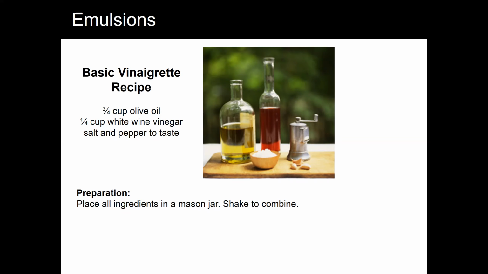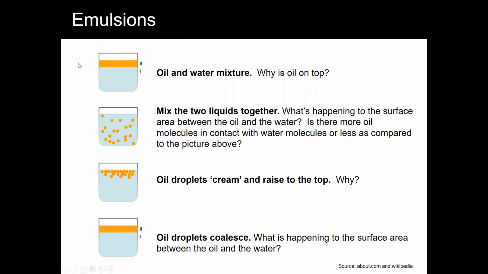So what's happening there? So let's just draw some sketches to try to understand what's going on. So first, we have our oil and water mixture. And just from the start, you can imagine just pouring the oil into the water. So the first question you might ask yourself is, why is the oil on top? And the reason why is that oil is less dense than water. So just like wood would float on top of water, but a brick would sink. The oil, which is not as dense, floats on top of water.